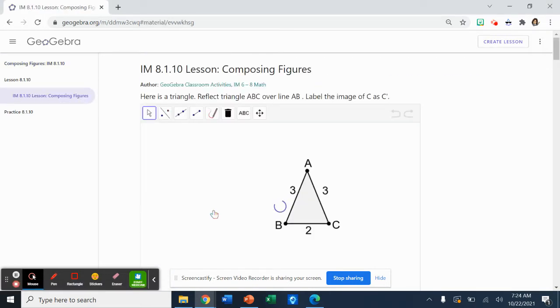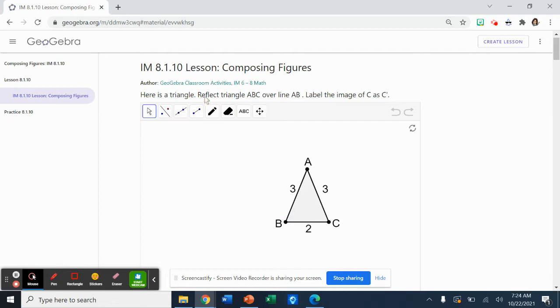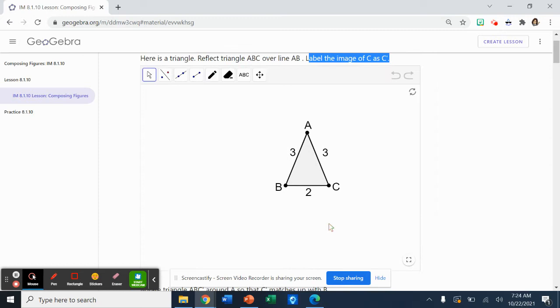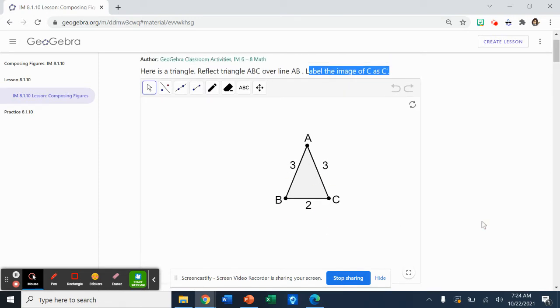So the first activity asks you to reflect triangle ABC over line AB and then label the image of C as C prime. So wherever C ends up, label it as C prime. Go ahead and pause the video and answer this question here.